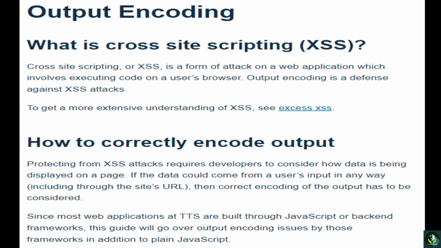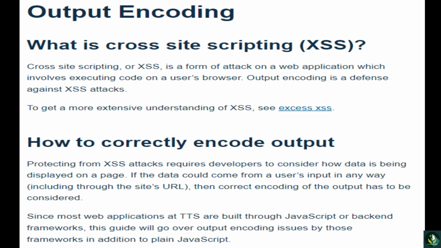Output encoding. What is cross-site scripting? I discussed it in a previous video. Cross-site scripting, or XSS, is a form of attack on a web application which involves executing code on a user's browser. Output encoding is a defense against XSS attacks. How to correctly encode output?